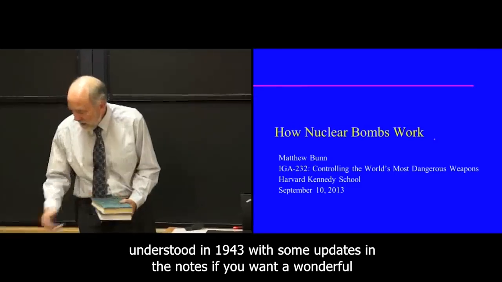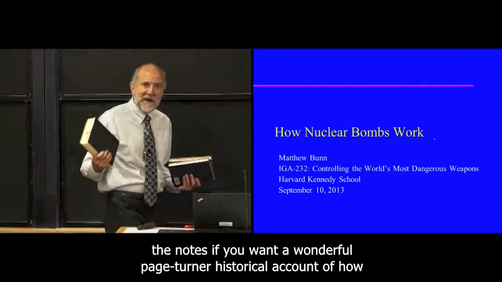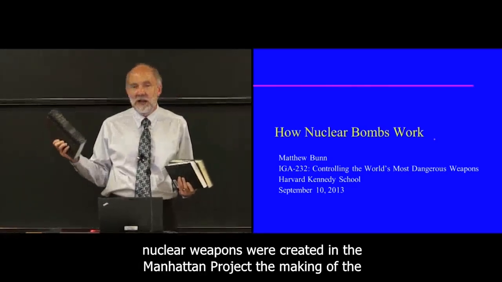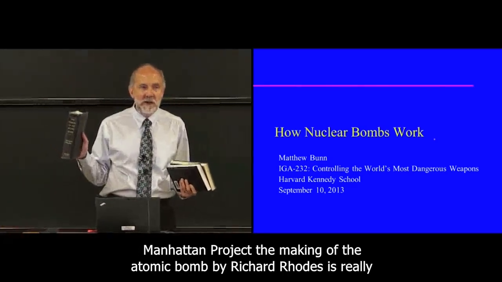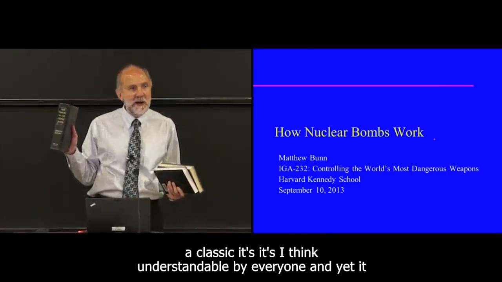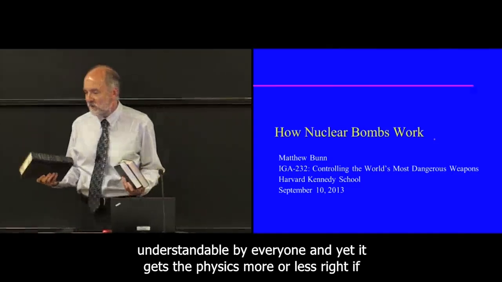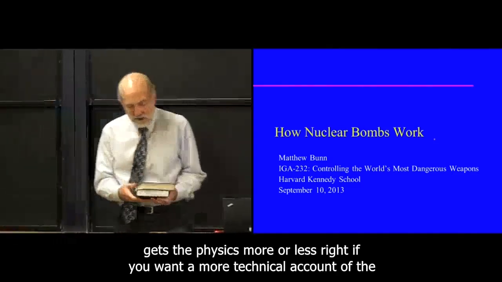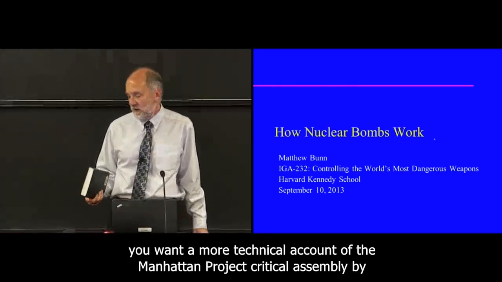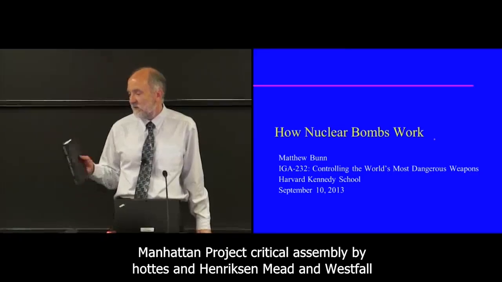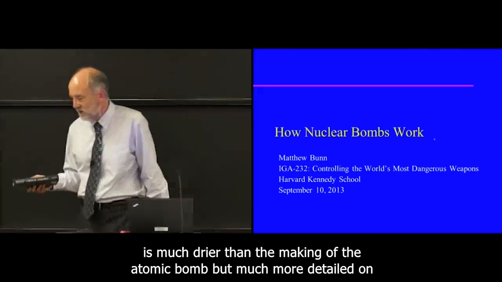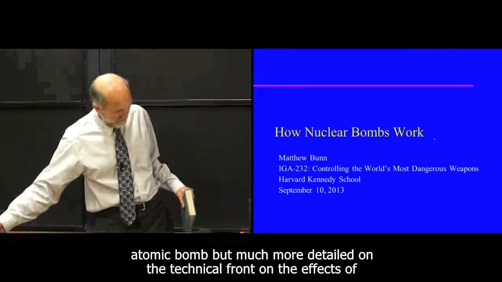If you want a wonderful page-turner historical account of how nuclear weapons were created in the Manhattan Project, The Making of the Atomic Bomb by Richard Rhodes is really a classic. It's, I think, understandable by everyone, and yet it gets the physics more or less right. If you want a more technical account of the Manhattan Project, Critical Assembly by Hoddeson, Henriksen, Mead, and Westphal is much drier than The Making of the Atomic Bomb, but much more detailed on the technical front.